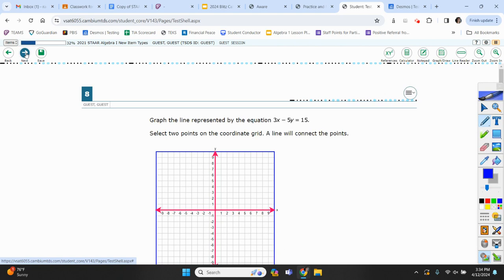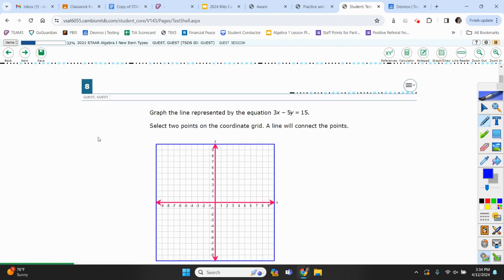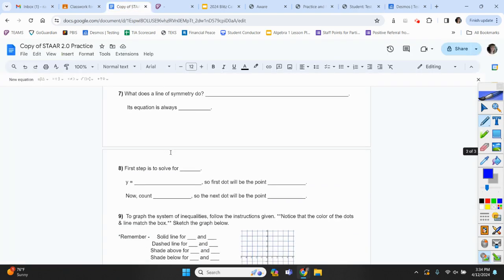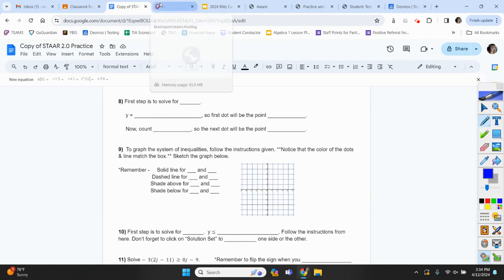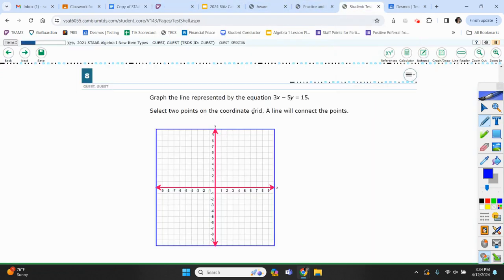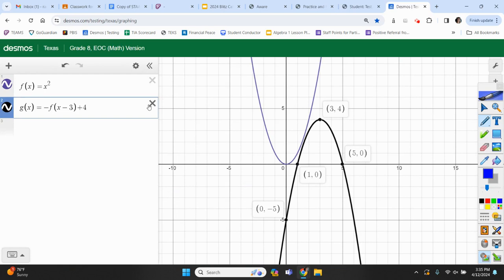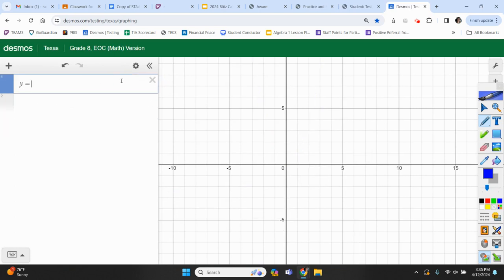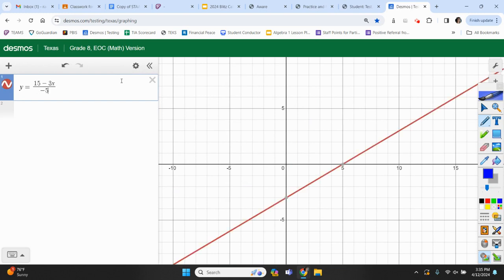Number 8. You should be on page 2 as you're working through the worksheet. The first step is to solve for y because I cannot graph this function in standard form. So solve for y, which again means we have to subtract 3x. So we're going to have 15 minus 3x and then divide by -5. So 15 minus 3x all over -5. I'm going to go ahead and graph it on here. Y equals 15 minus 3x all over -5.